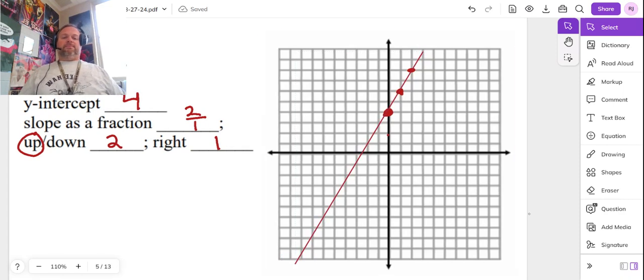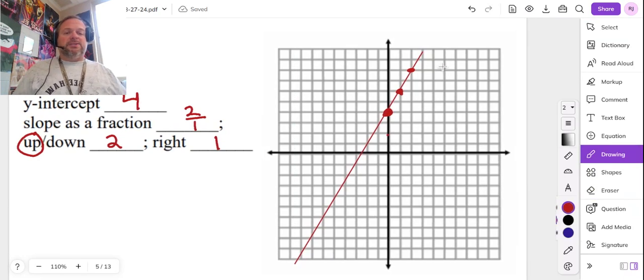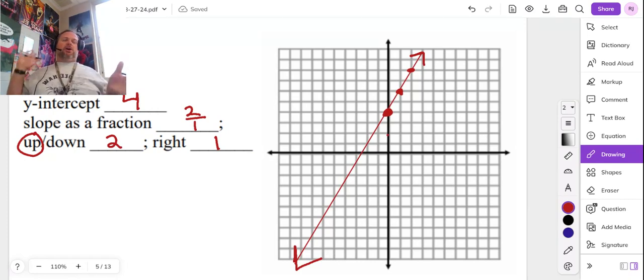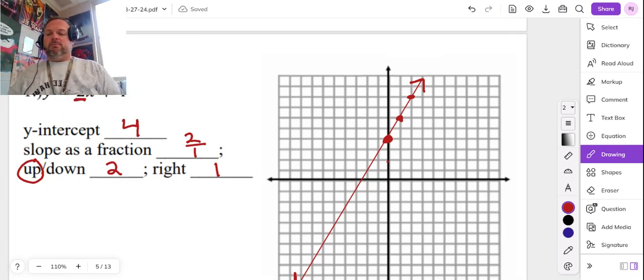All right. Now, also, we need something at the end of this. They should have arrows because it keeps going forever, forever, forever. Okay? That's it. That's how we graph a line. Easy peasy, the pizza's cheesy.